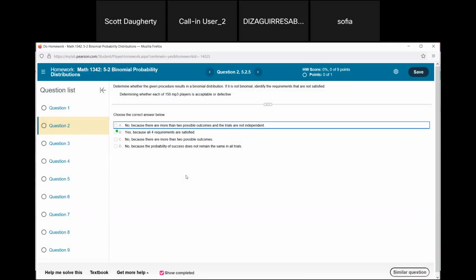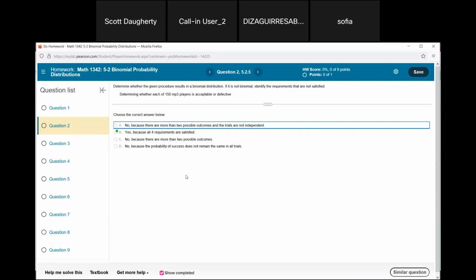Okay. So first, I want to go over an example or two where we just kind of check the four conditions for binomial and just get familiar with that idea. And then we'll actually work out some problems where we find like the probability of x successes over a number of trials, okay? So this first one says, determine whether a given procedure results in a binomial distribution. And if it's not binomial, identify the requirements that are not being satisfied.